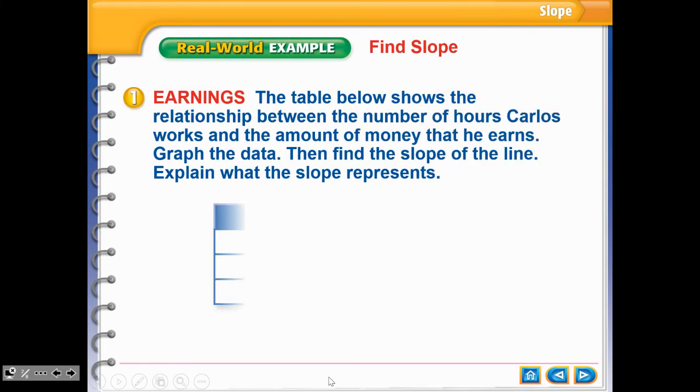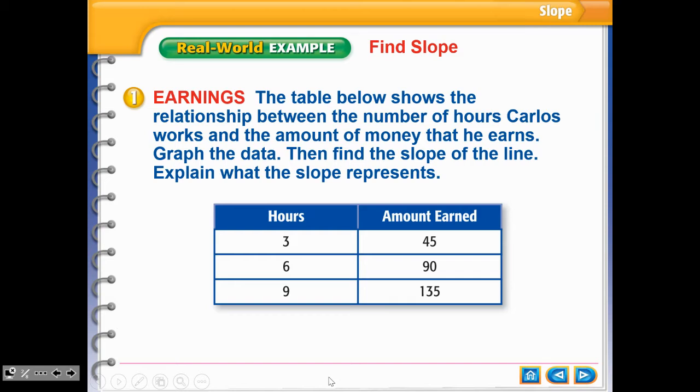So let's get into an example. Table below, if you'd like to pause, read on your own, otherwise listen as I read. The table below shows the relationship between the number of hours Carlos works and the amount of money that he earns. Graph the data, then find the slope of the line, and lastly, explain what that slope represents. Now focus, please. Step number 1, graph. Step number 2, find the slope. Step number 3, kind of the big deal for today, explain what it means.